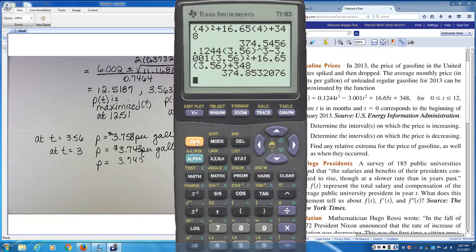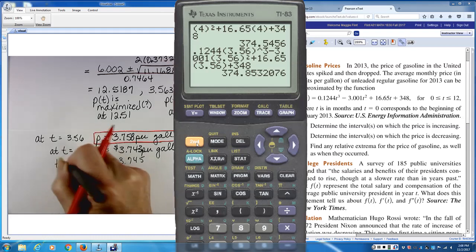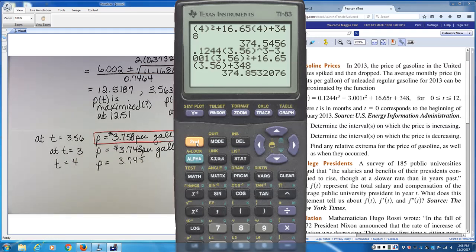So at 3.56, the price was $3.758 per gallon. Whereas at the beginning of March, it was $3.743 per gallon. And at the beginning of April, it was $3.745 per gallon. So that clearly is a maximum. Do you agree?